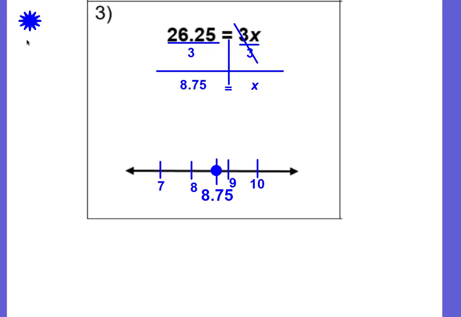Did you get that x equals 8 7/75? If you did, great job. Looking at our variable, it's being multiplied by 3, so we need to isolate it by doing the opposite or inverse operation, which is to divide by 3. Divide the left side by 3, and you get 8.75. And the graph should look something similar to this.